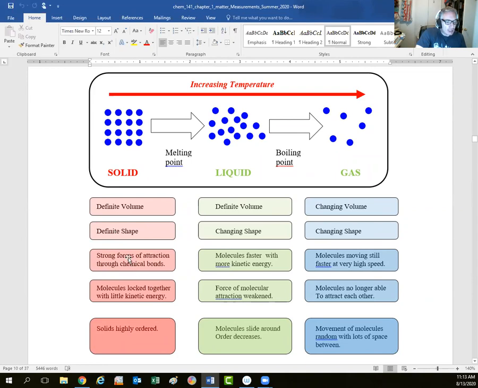The forces of attraction are strong between the molecules, which creates that order, and it's the most highly ordered state of matter.